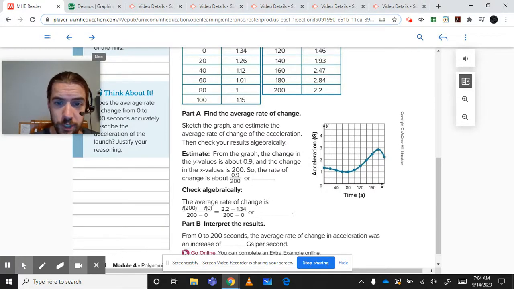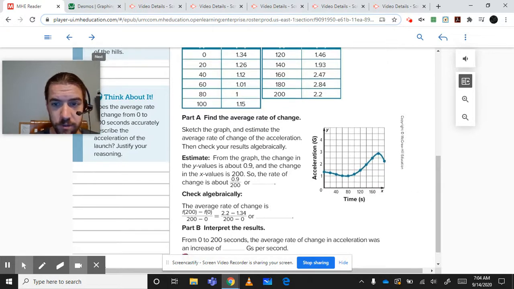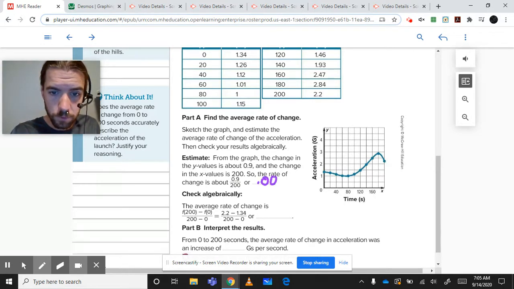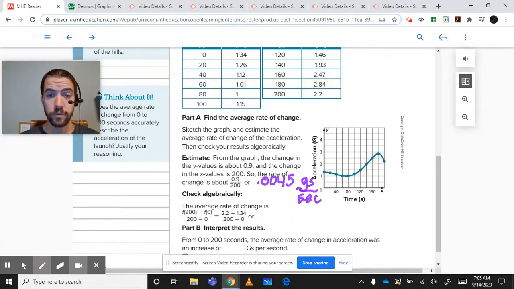Okay, so sketching the graph, we end up with a graph like that on the right, and we can estimate an average rate of change of acceleration. From the graph, the change in the y values is about 0.9. From the very beginning to the very end of our table, from 1.34 to 2.2, we go up about 0.9, and it takes us 200 seconds. So there's 0.9 Gs over 200 seconds. If we use a calculator or long division, either way, we would get 0.0045 Gs per second. That would be our average rate of change, 0.0045 Gs per second.